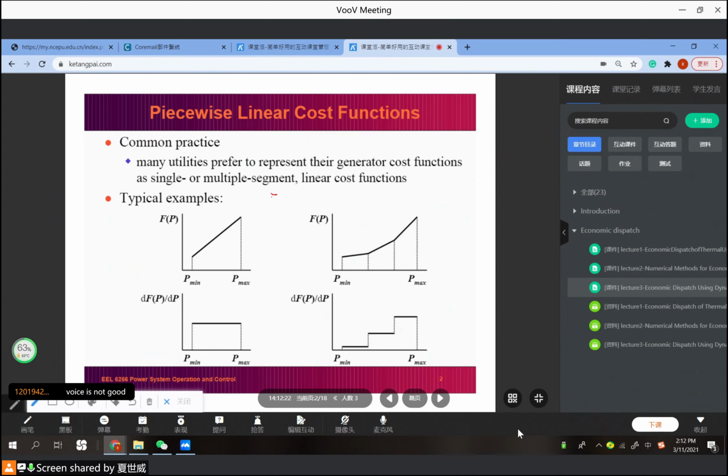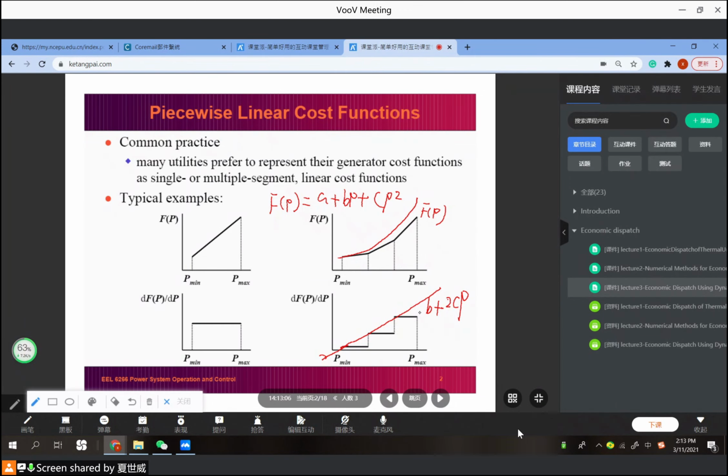Okay, so you still remember if we have an input-output function like this, A plus BP plus CP squared, we will have an input-output curve like this. It is a square. Then the first order derivative will be linear. This is for F. Then the first order derivative will be like this: B plus 2 times C times P. So you find that it is a linear equation for the first order derivative.